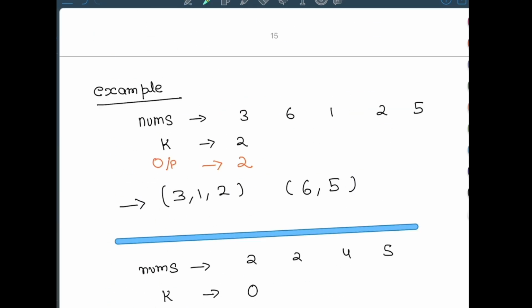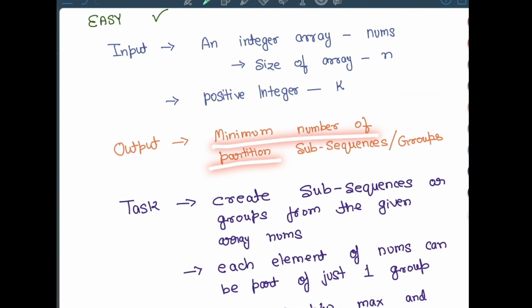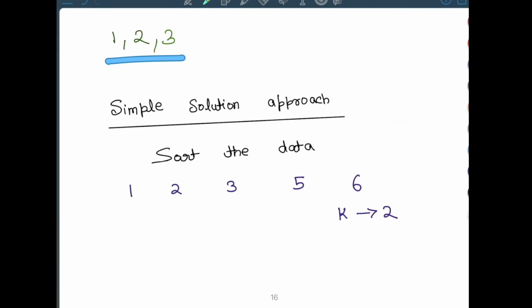Because remember, the output we need to give is the minimum number of partitions. We need to tell how many partitions we need to make, the minimum number, and not the actual subsequence or group. So we are just going to keep track of how many minimum groups we need to create. So we create one group, 1, 2, 3 together. Now the min value is going to change in the next group. We create another group, and this group has the first element as 5.